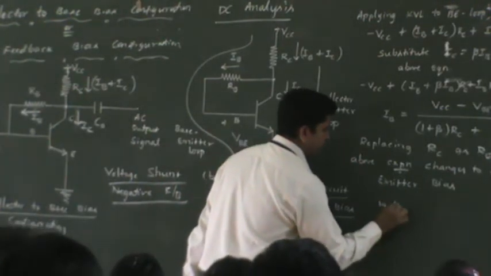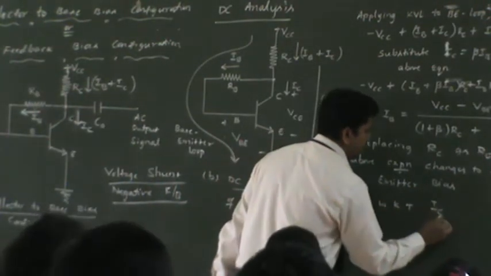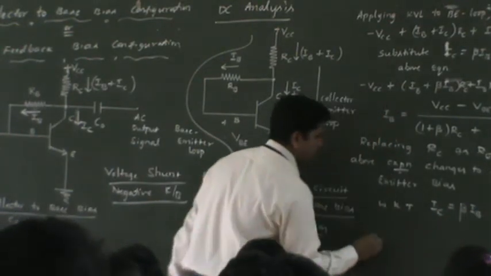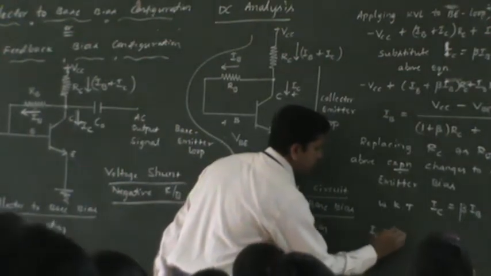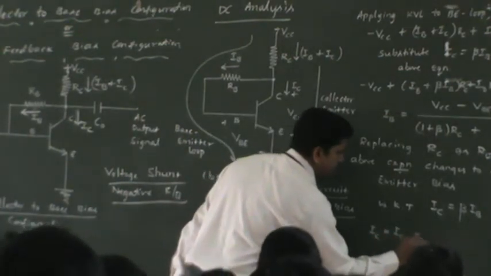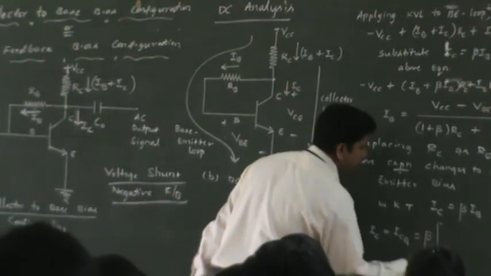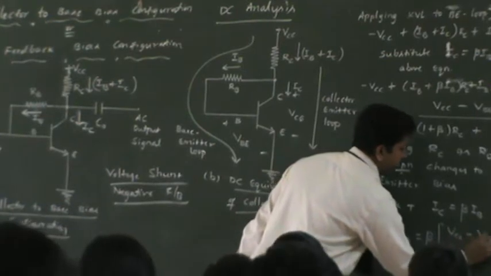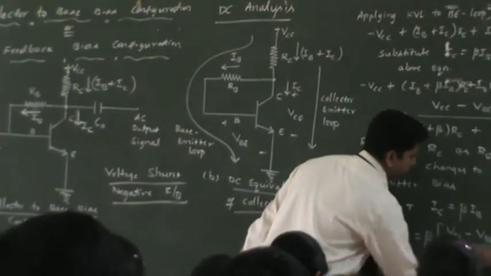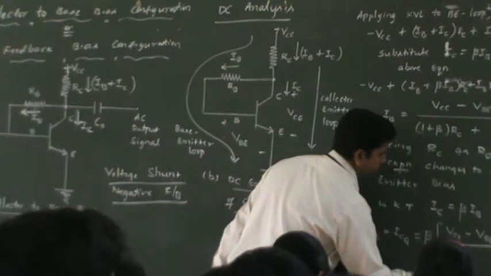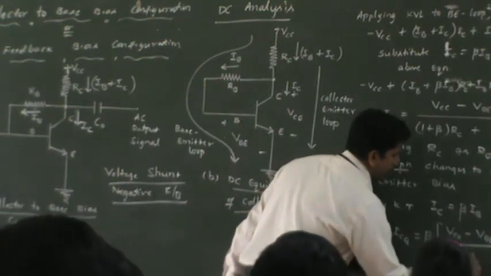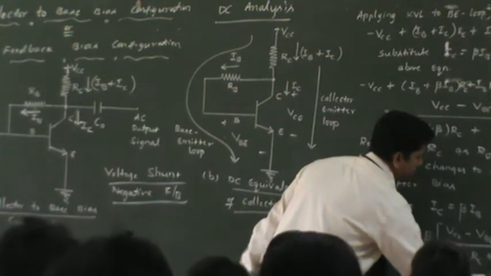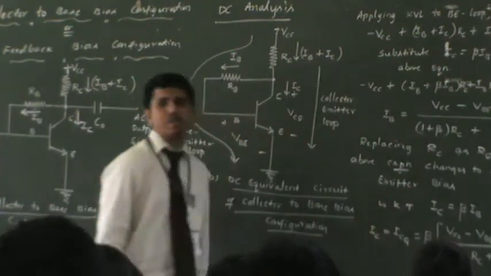Further, we know that to obtain the Q-point, IC is equal to beta times IB, which is ICQ. Beta times the same expression: in the numerator we have VCC minus VBE, divided by (1 plus beta) times RC plus RB. So this is the final expression for Q-point calculation.